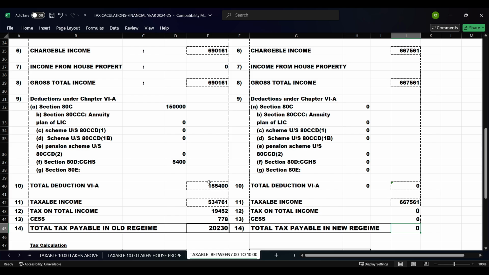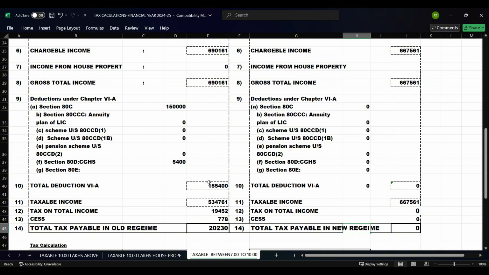because it is 7 lakhs or below. So by seeing this calculation, in the old regime he has to pay 20,230, and in the new regime it is zero. So we can opt easily by seeing this. Simply we can go to the new tax regime.